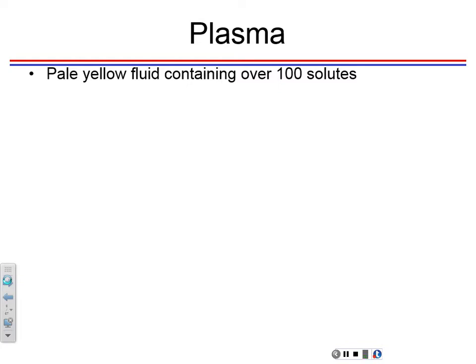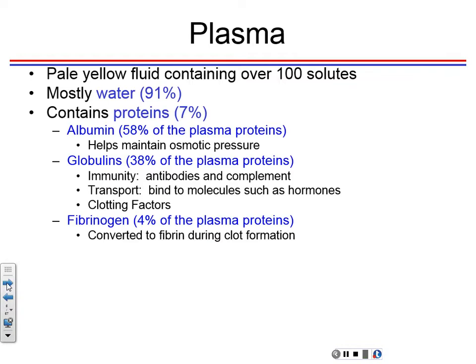Containing over 100 solids from all those ions and all those dissolved proteins and whatnot, right? So it's mostly water, right? It's only plasma, the fluid matrix, the fluid tissue in the body, so yeah, 91% water. So these proteins now, I need you to know what they are responsible for.